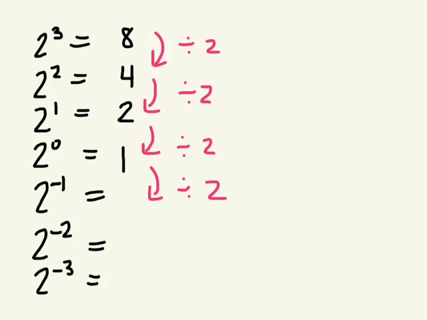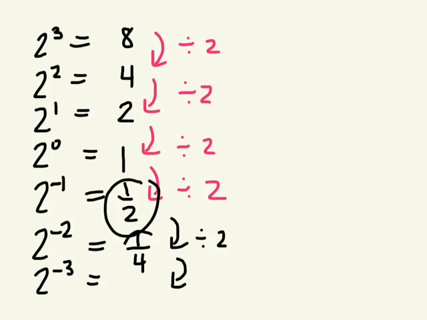As a fraction, 1 divided by 2, 1 over 2. If I take that number and I divide it by 2, what's the answer? Divide this by 2, it becomes 1 over 4. What if I divide this answer by 2? What does it become? 1 over 8.